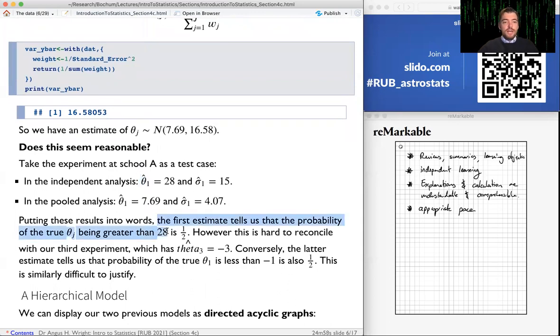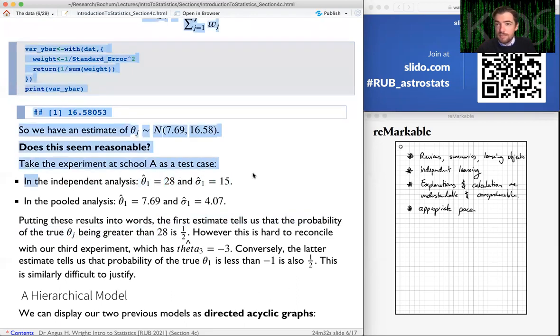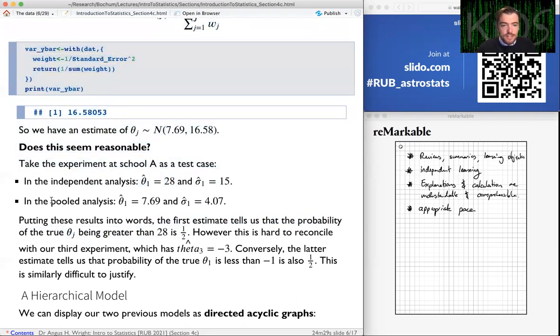The first one tells us that the probability of the true value of theta A, theta 1, being greater than 28 is 50%, because that's the mean. So the probability that the true coaching effect in school A is an improvement of greater than 28 percentage points is 50% in the independent analysis. But in the pooled analysis, the probability of seeing a value that's greater than 28 is essentially 0.